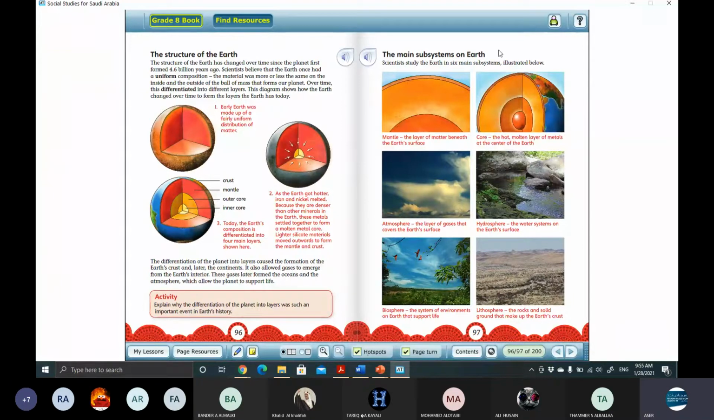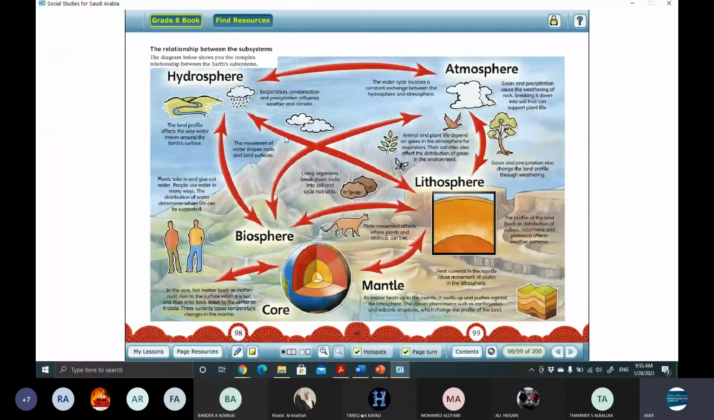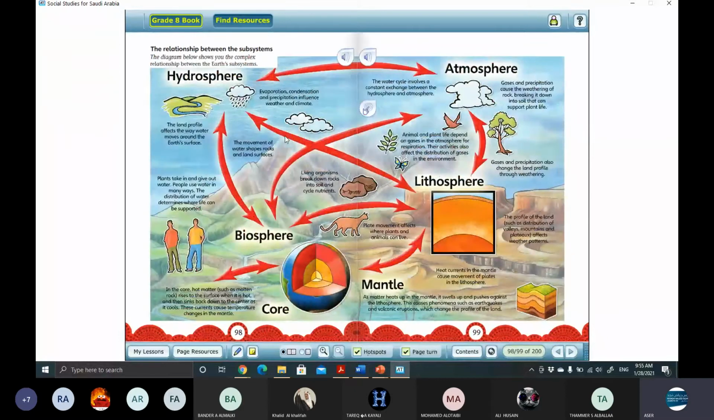The last thing that we have studied is the main subsystems of our planet Earth, and we said that we have the mantle, the core, the atmosphere, hydrosphere, biosphere, and lithosphere. All of these subsystems enable us now to live in a peaceful and very good place. So, in today's session, we will start by looking at the relation between those subsystems.